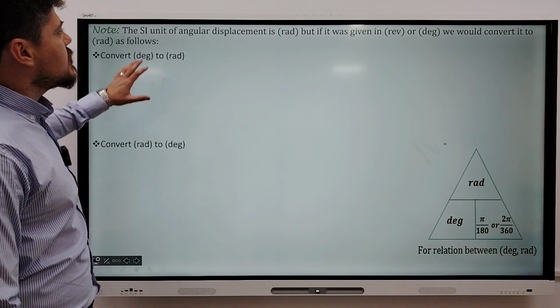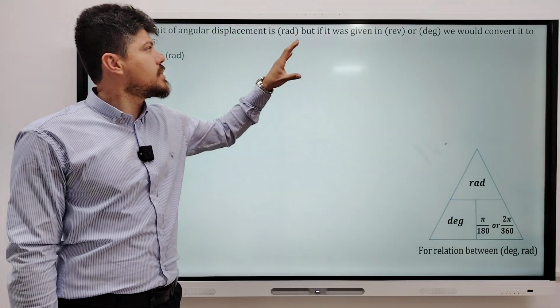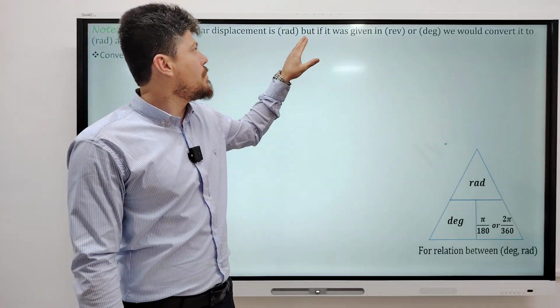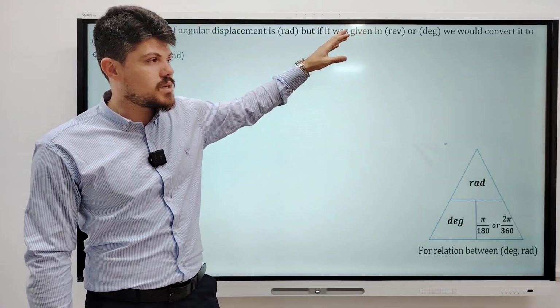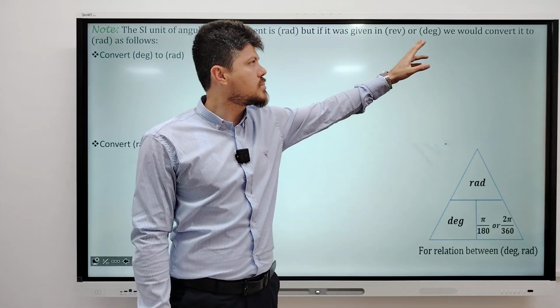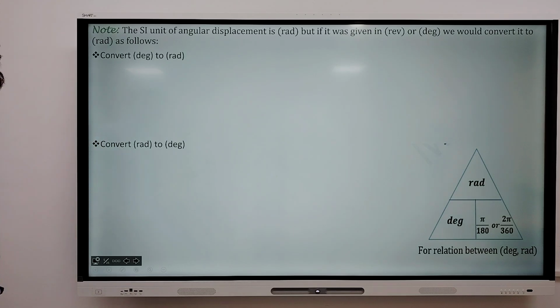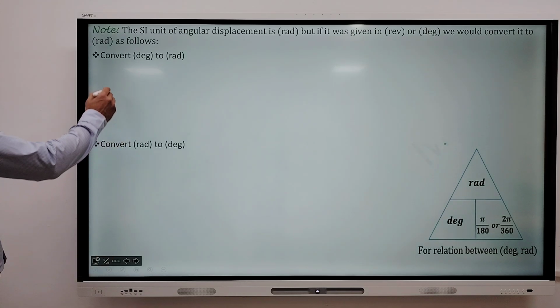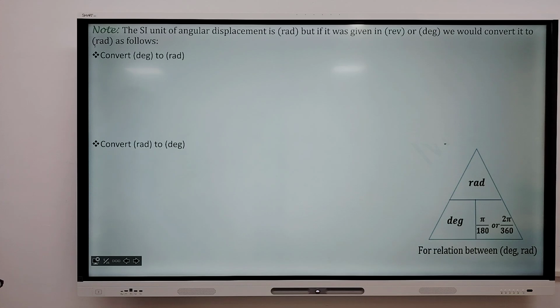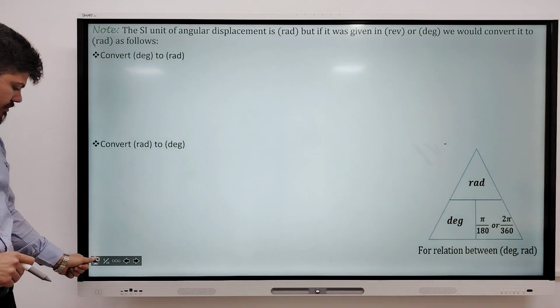The main unit that can be used for angular displacement is rad. But when the angular displacement is given in rev or degree, we would convert into what? Rad, as follows. Convert degree to rad. How can you convert degree to rad?